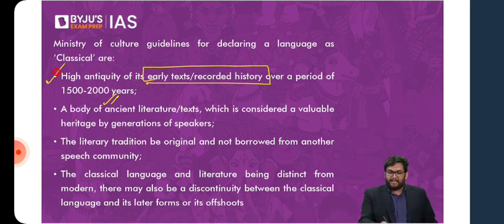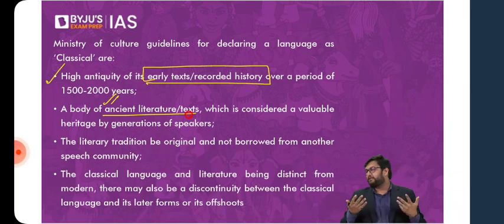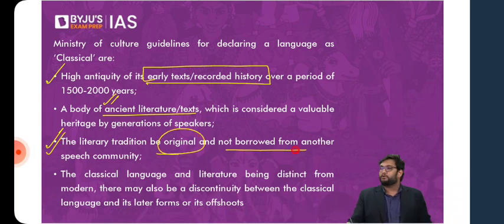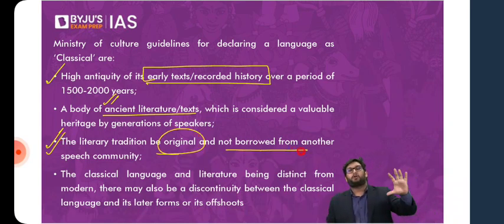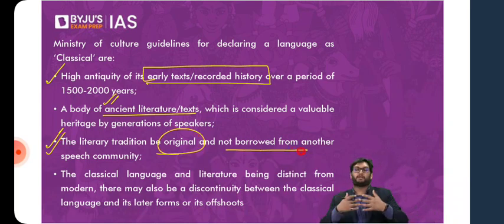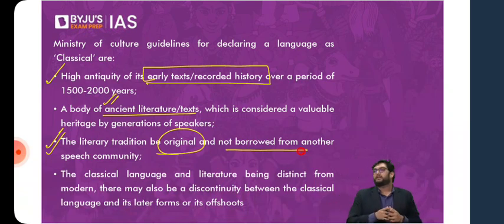Then you can have an ancient literary text or generation of speakers who have been adding to this literature or text, a very vague thing, basically to have a corpus of literature. Now the third one is where most of the languages which may have an old history get rejected: it should be original and not borrowed from another speech community, which means it should not come out of a language which was already there and is not a borrowed tradition. So dialects get rejected in this because dialects are borrowed from the original language itself.